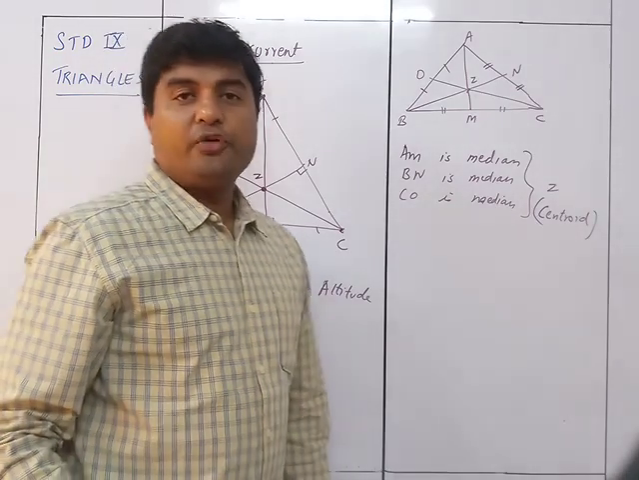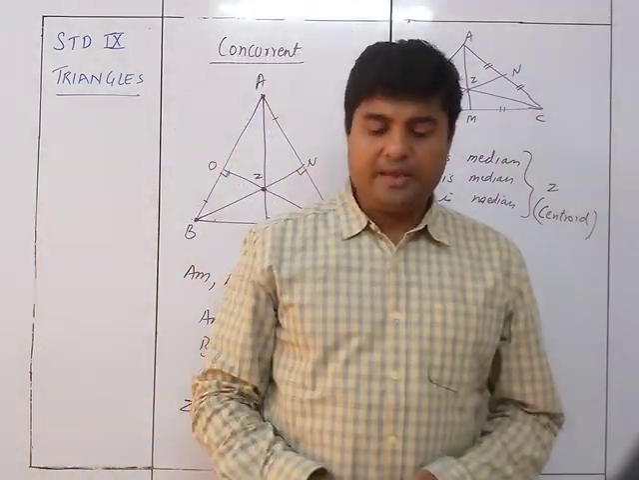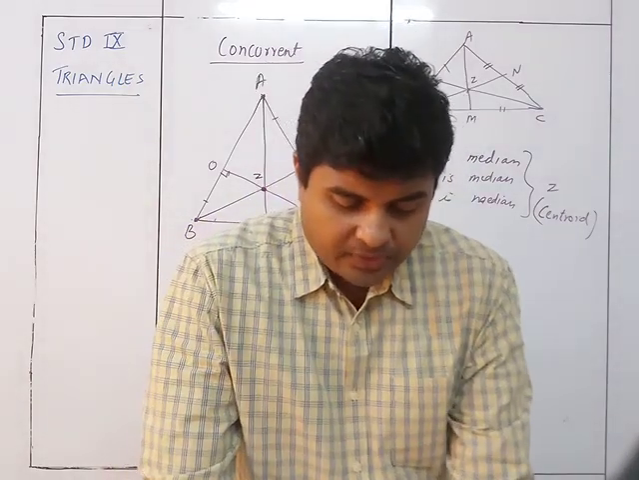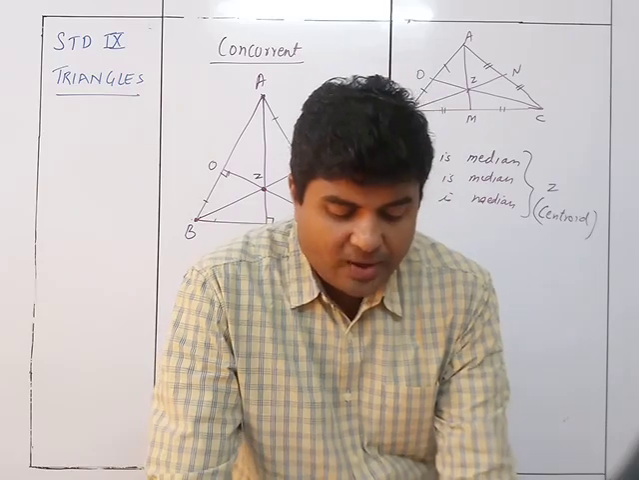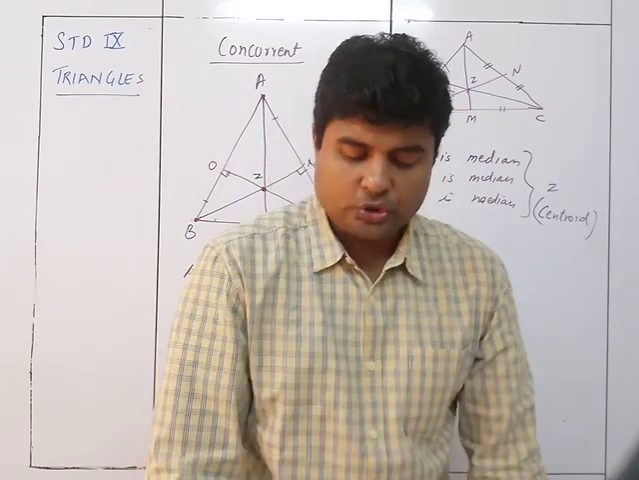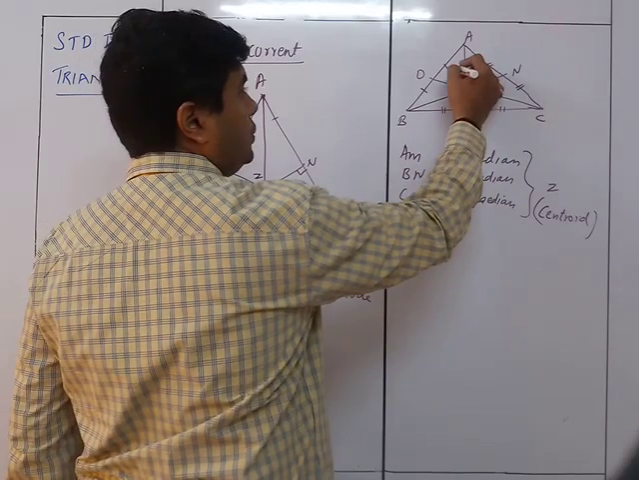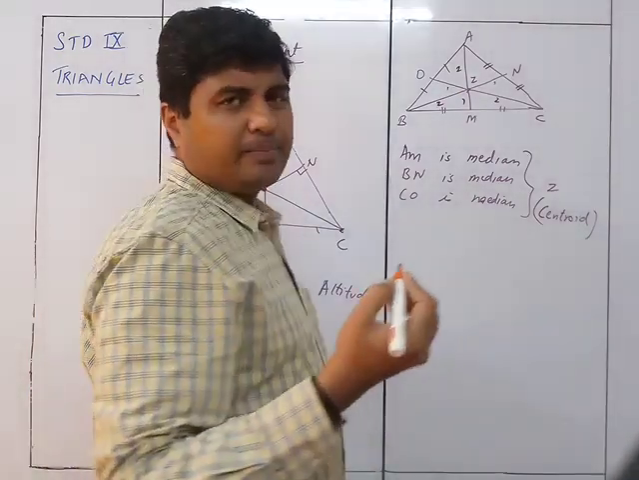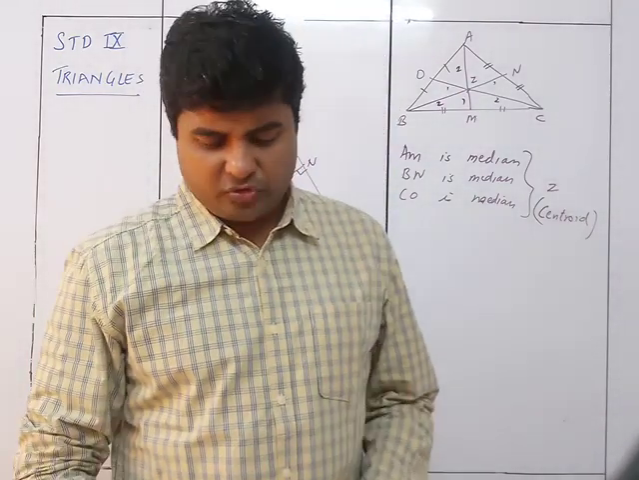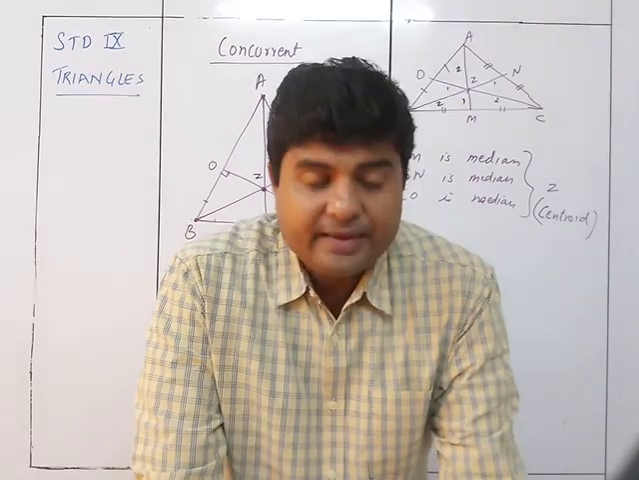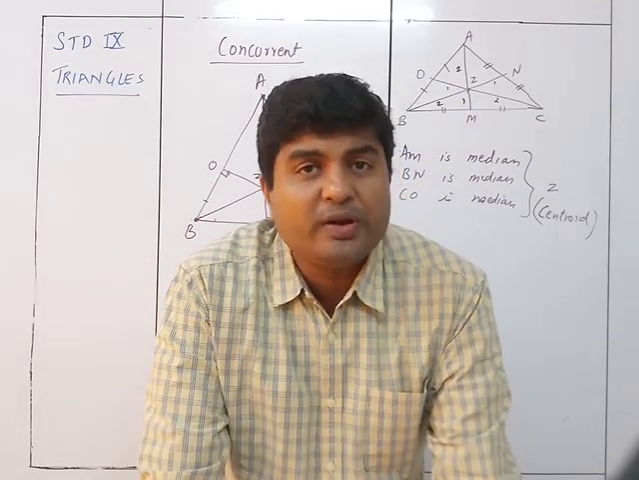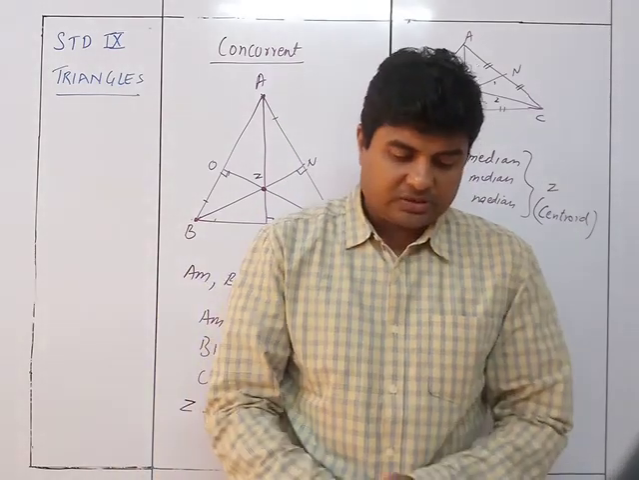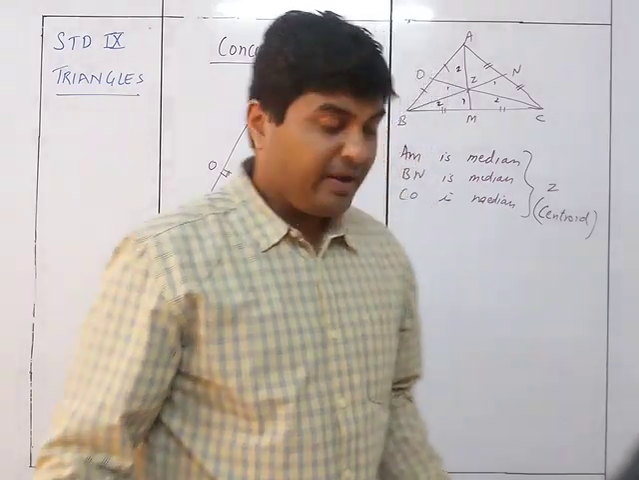The concurrent point of the three medians is the centroid. So you see that the centroid divides every median in the ratio 2:1. This is 2:1, this is 2:1. It's a property. You don't require it much, but yes, you can know that the centroid is the point which is going to divide the median in the ratio 2:1. So that's about the median and altitude.